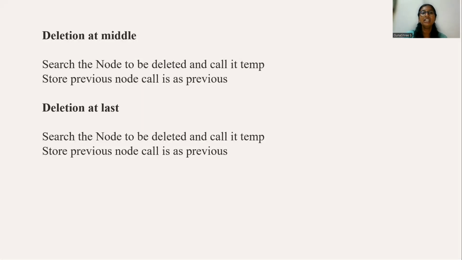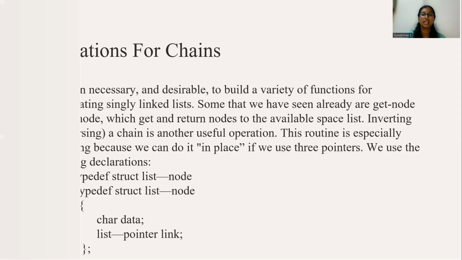If it is at the middle, we have to search for the node which has to be deleted, call it temp, and store the previous node as previous, and the particular node assigned to temp will be deleted. If it is deletion at last, we have to search for the node that has to be deleted, call it temp, and store the previous node, or the next node, as next, and the node which is selected will be deleted at the last.